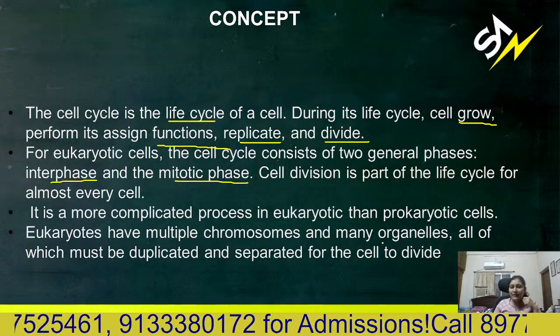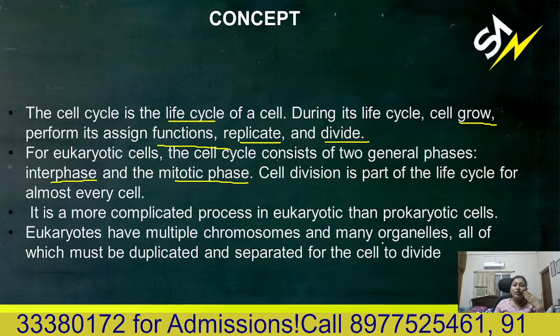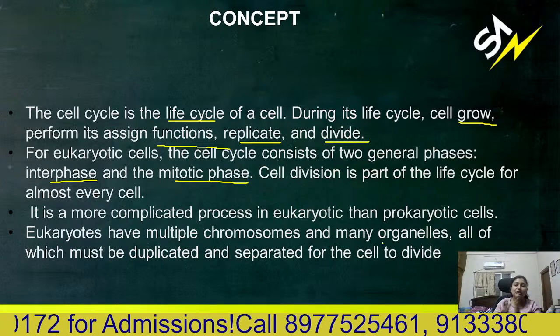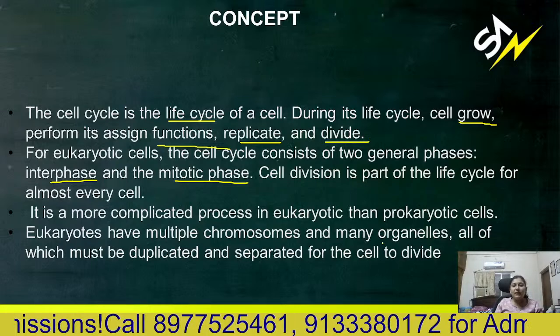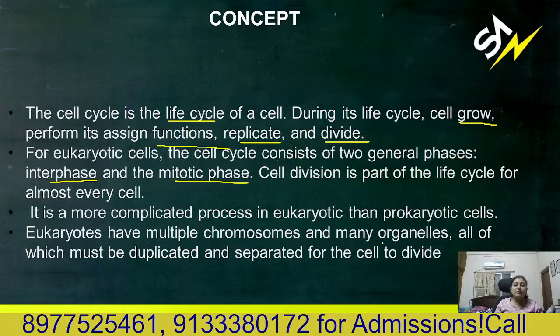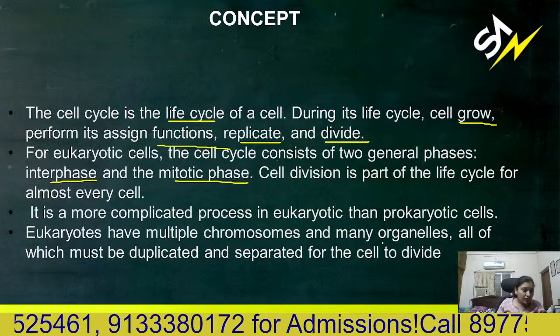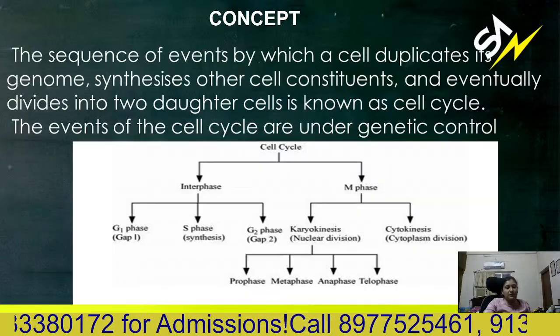It should not happen like that, right? All the cells, all organelles should be duplicated and it should be given away in equal amount to both the cells which have been newly formed, newly synthesized. So that is what we want.